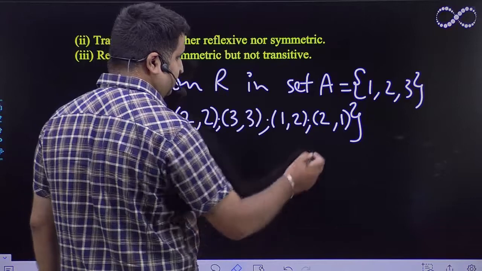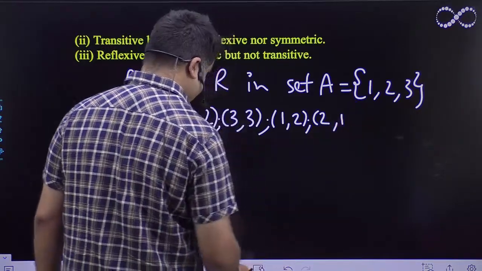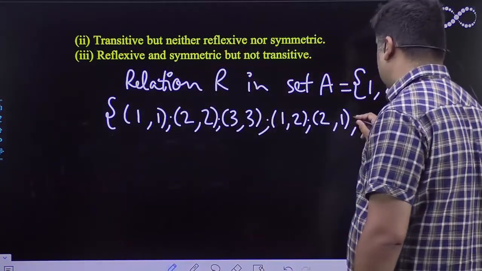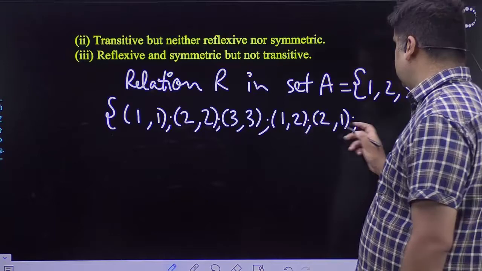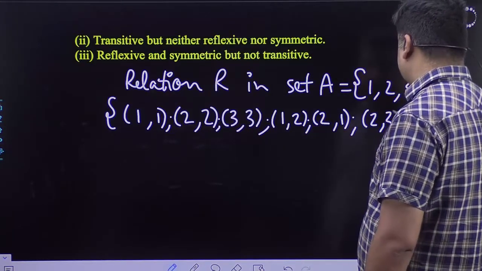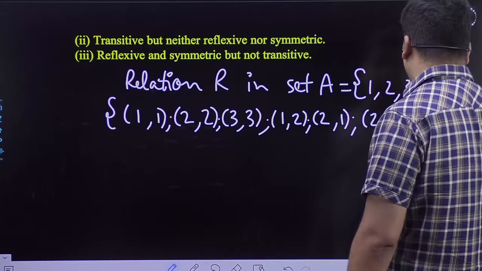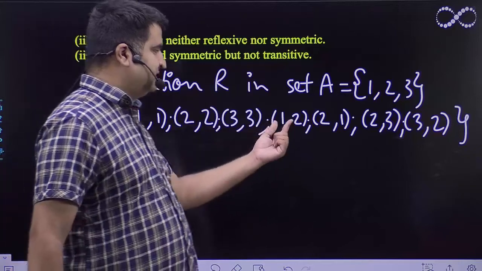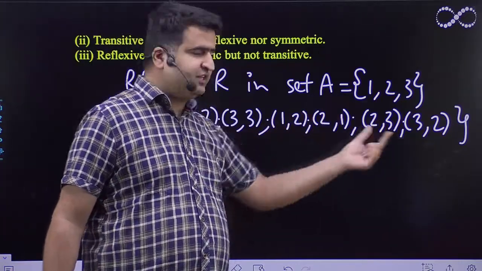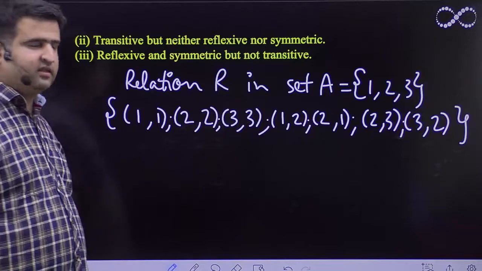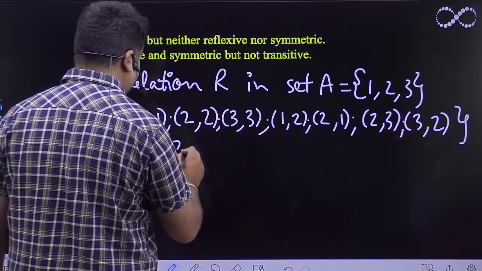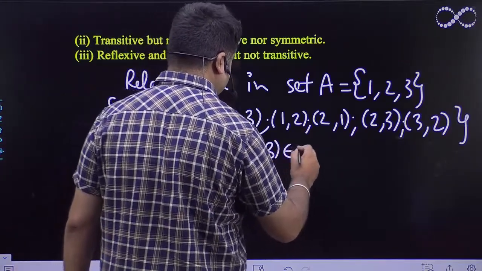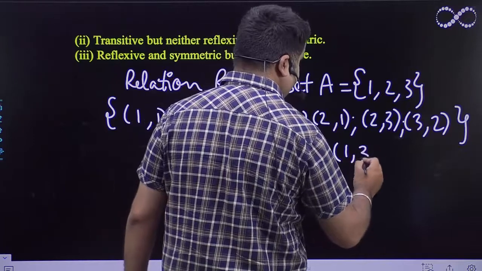So we'll have to add another set here. So let's say we take, so if we have 1, 2, let's take 2, 3 and 3, 2. Now this is perfect. So if 1, 2 is there, 2, 3 is there, then 1, 3 should also be present, but 1, 3 is not present in this, right? So 1, 2 is there, 2, 3 is there, but 1, 3 is not there.